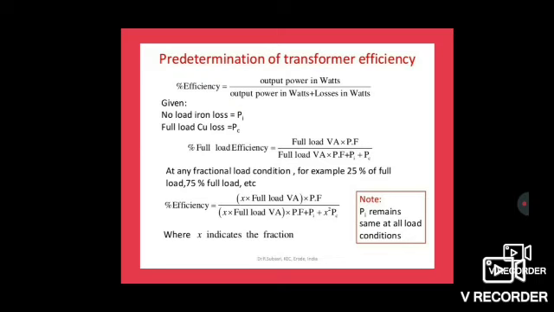The percentage efficiency is equal to x into full load VA into power factor divided by x into full load VA into power factor plus Pi plus x squared Pc, where Pi remains the same at all load conditions and x is the fraction of load. If you take 25% of load, x is equal to 0.25. If you take 75% of full load, then x is equal to 0.75.